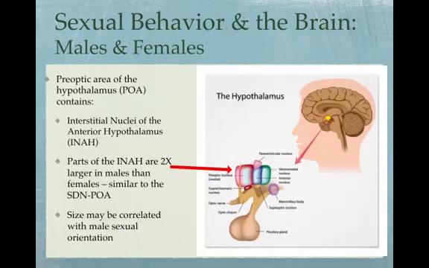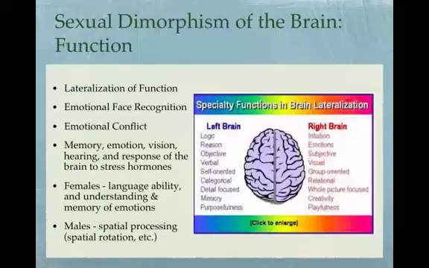Now there is an analogous area in human brains to the SDN. There is no SDN for humans, but this area of the brain, also in the hypothalamus, the interstitial nuclei of the anterior hypothalamus, much easier said as the INAH, has been shown to be sexually dimorphic. In fact, it's 2 times larger in males than in females, so it's similar to the SDN. And what they found is that size may be correlated with sexual orientation, indicating that the larger the INAH is, the more likely the male is to be heterosexual in sexual orientation.